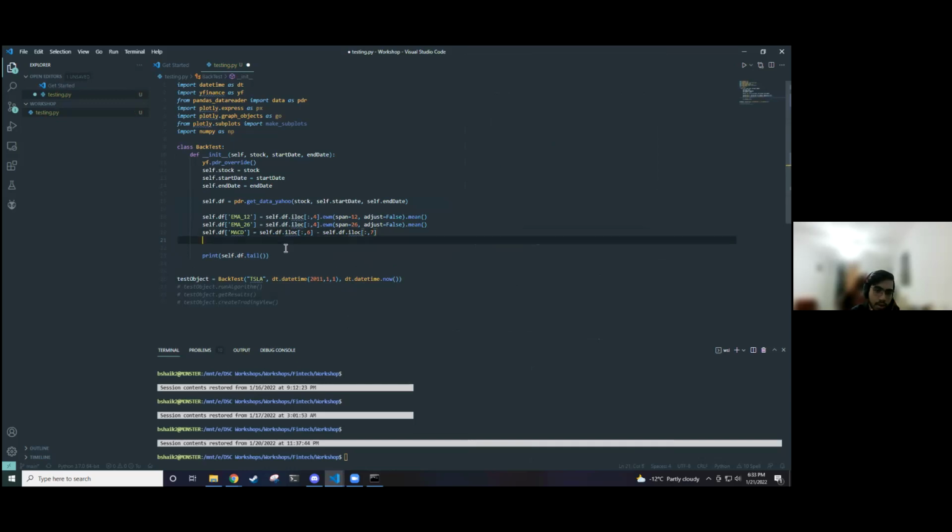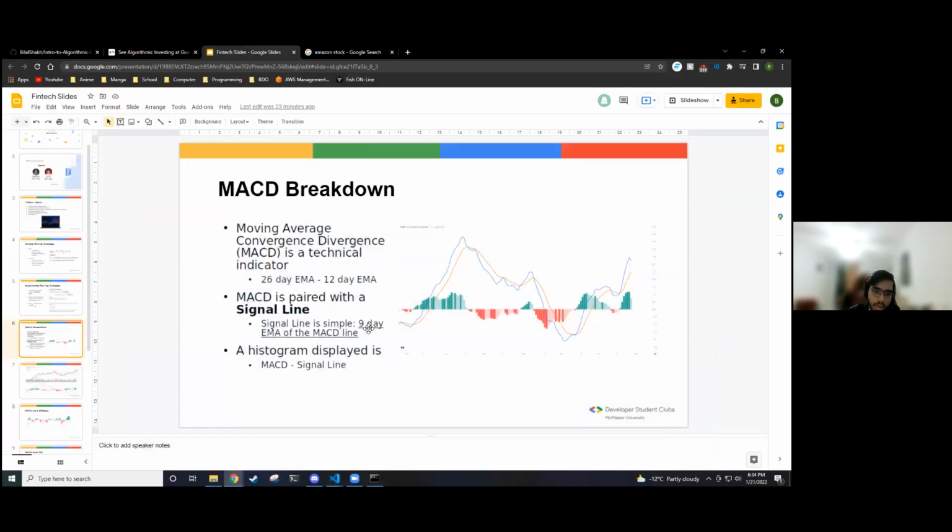Now next step is to just get the signal line, which is very similar to how we're doing it here, but rather than using the already existing adjacent close values, we're using the MACD line for that. So it's going to be called signal, and this is going to be 8 because this is 6, 7, 8. So we're going to put the MACD here, and this is 9 period as stated in the slides. Yeah, so the 9-day EMA of the MACD line. So that's how we get the signal line right there.